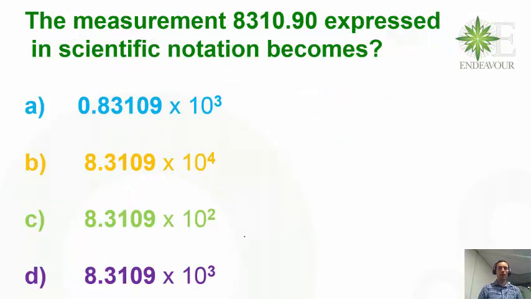Alright, so let's try and put that little mechanism into practice. We've got a question for you to try out now. The number we've got is 8,310.9. And the challenge here is to express it in scientific notation. So going through that method that I showed you on the previous slides, try and put our number into scientific notation. Now would be a good time to pause the video and have a go at working out which one is the correct option based on the method I've shown you.